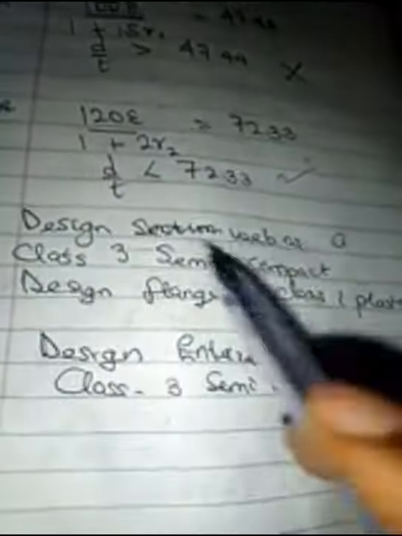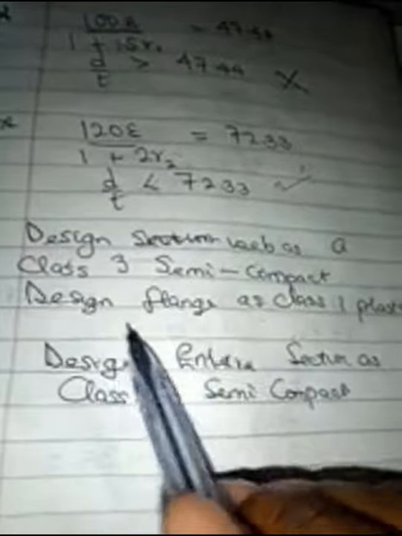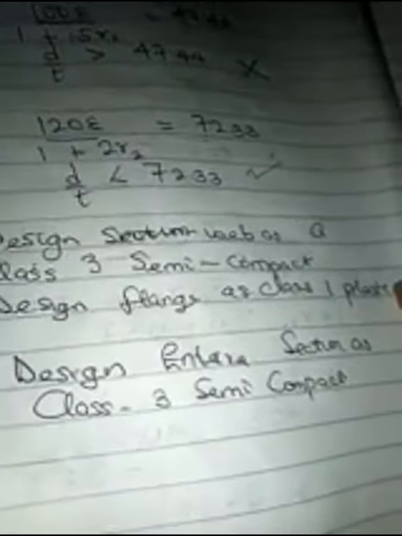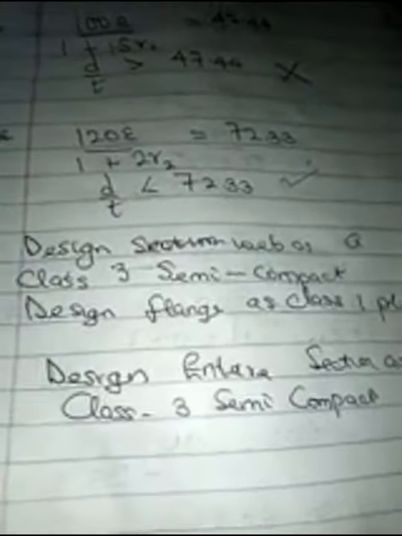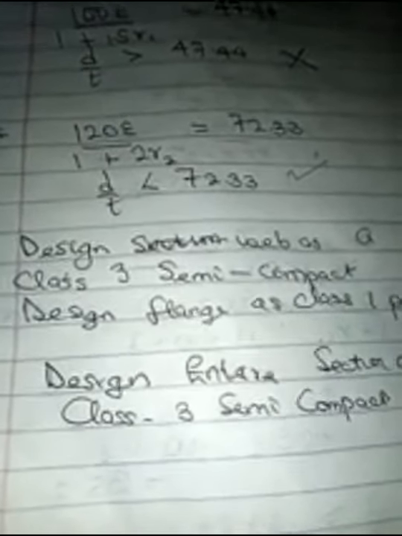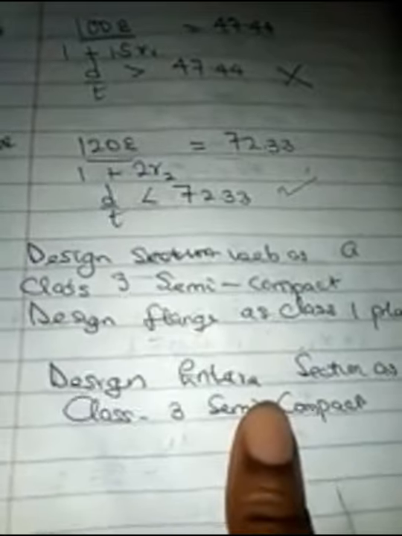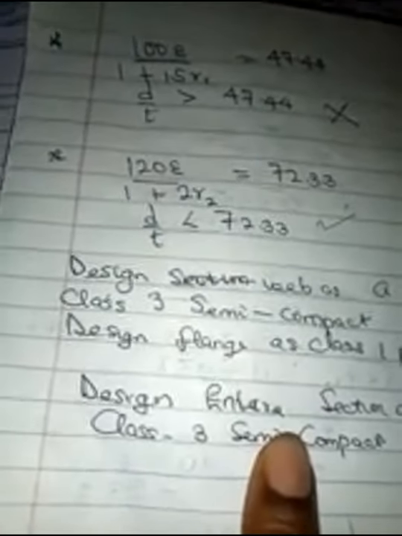So we design our web as a class 3 semi-compact, and our flange is still taken as class 1 plastic, because we still treat it as a rolled section. But remember what I explained. If flange is class 1 and web is class 3, what are we going to do? You pick the highest class, that's class 3. Highest class means the one that is lower, that's class 3. So everything is going to be taken as a class 3 semi-compact, just like that. So that's how you solve for the bending plus the axial load.